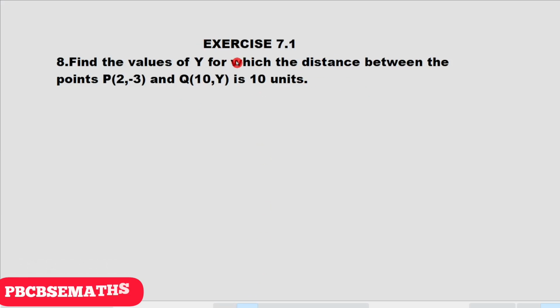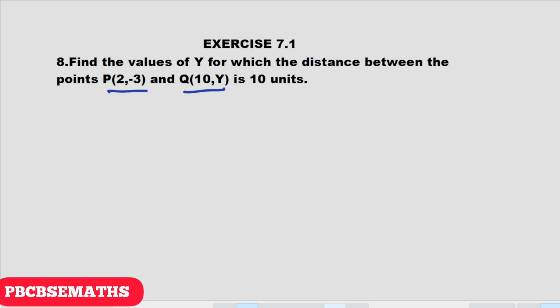Today in this video, we are going to solve exercise 7.1, 8th main question. In the 8th main question, we have: find the values of y for which the distance between the points P(2, -3) and Q(10, y) is 10 units. That is, there is a 10 units distance between these 2 points P and Q, and here we need to find out the value of this y.